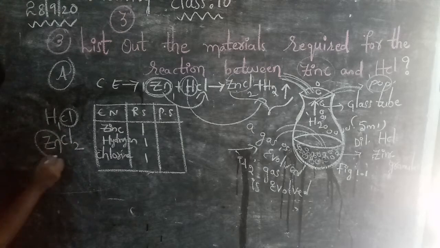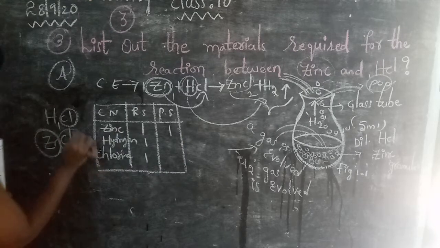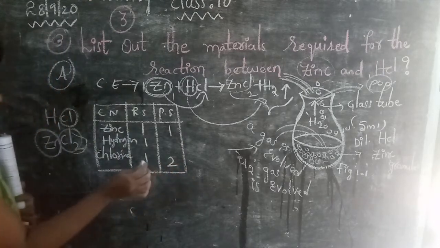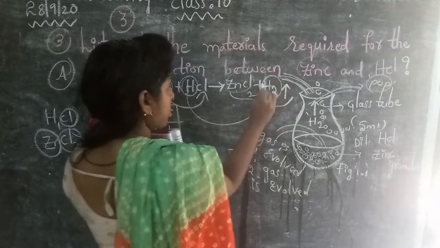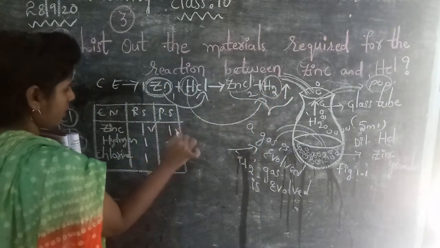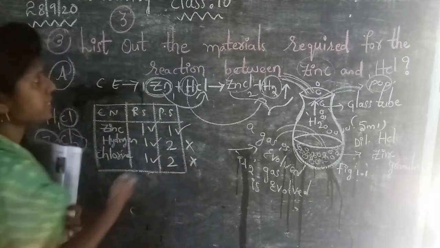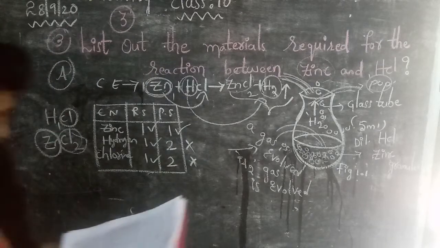Here how many zincs are present? Only one zinc is present. How many chlorines are present here? 2 chlorines are present. Is it clear? Next one. How many hydrogens are present here? 2 hydrogens are present. Whether it is a balance, see 1, 2. Hence it is an unbalanced chemical equation.